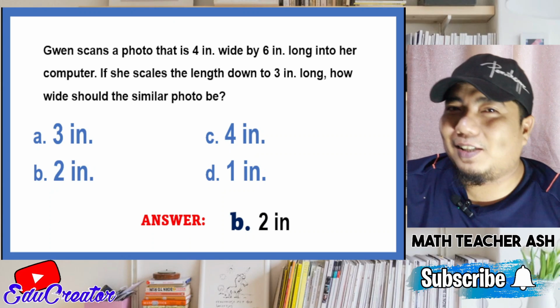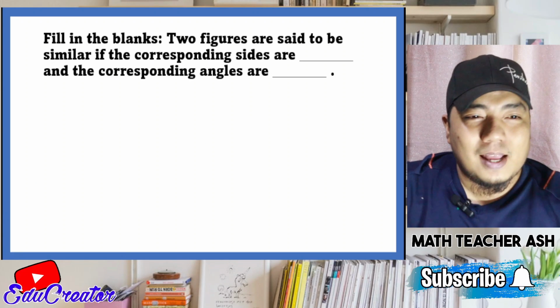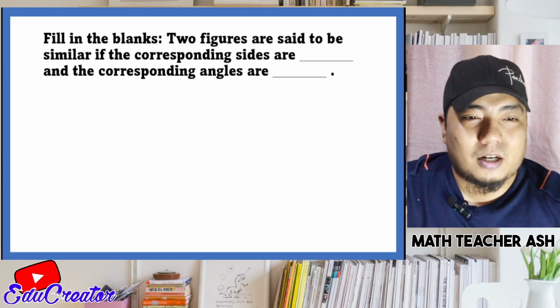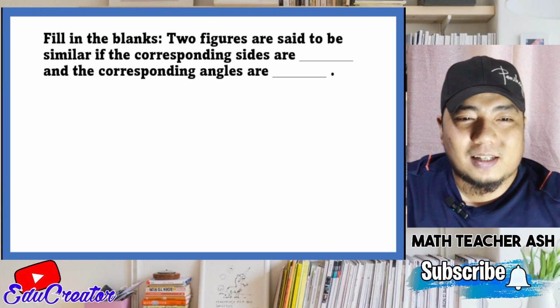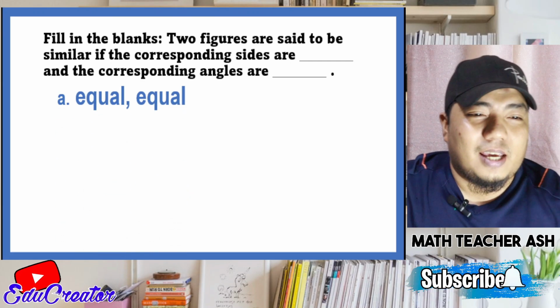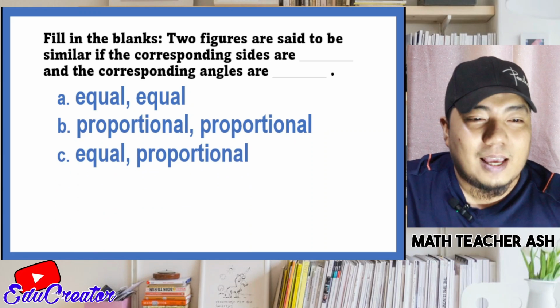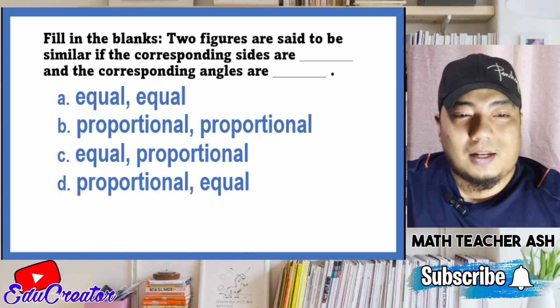So very easy, my dear math learners. You just need to analyze the problem. Third question, fill in the blanks. Two figures are said to be similar if the corresponding sides are blank and the corresponding angles are blank. Is it A, equal, equal, B, proportional, proportional, C, equal, proportional, or letter D, proportional, equal?